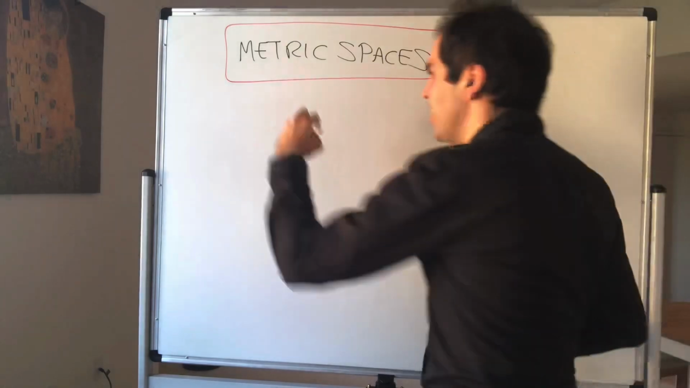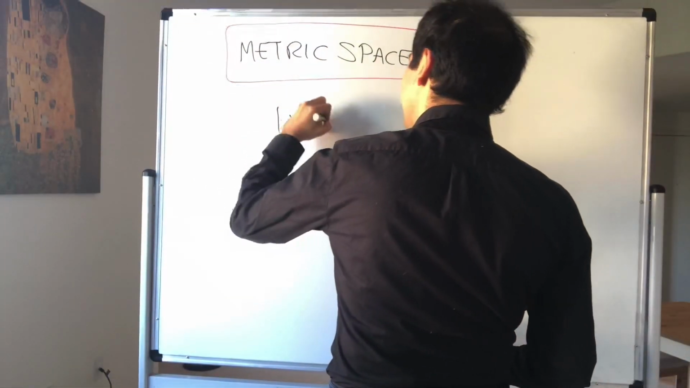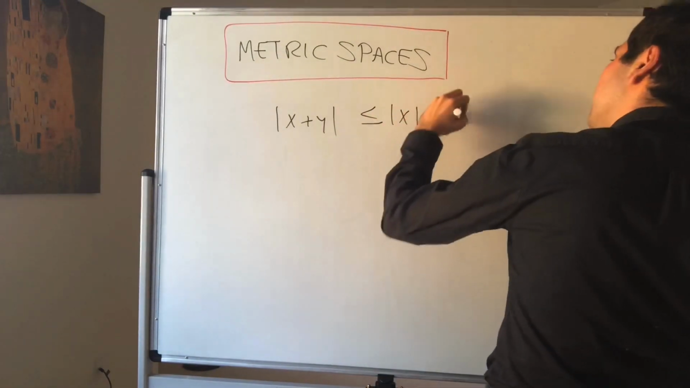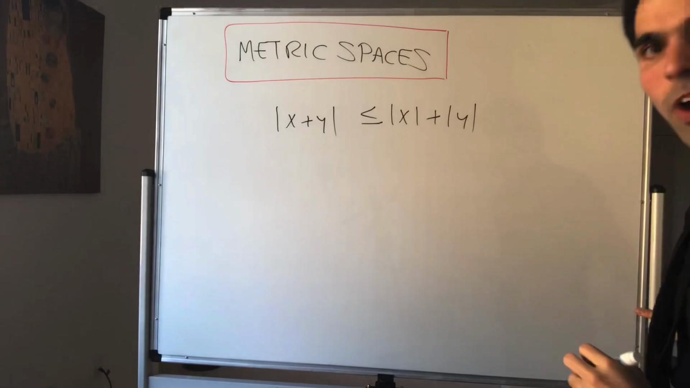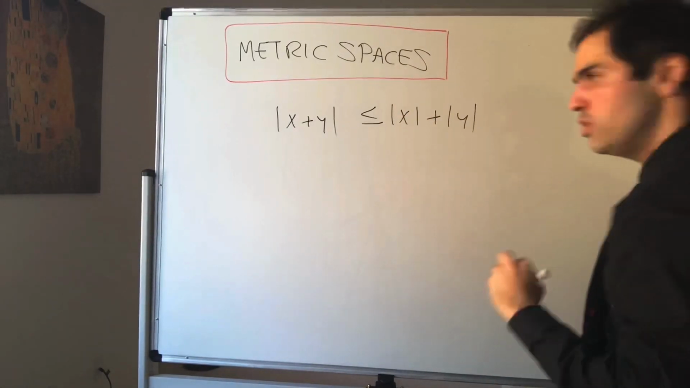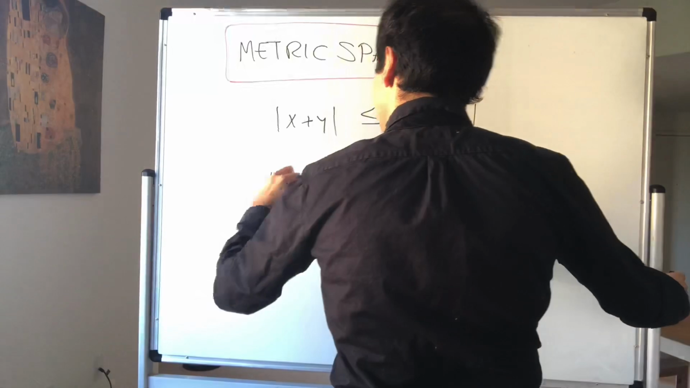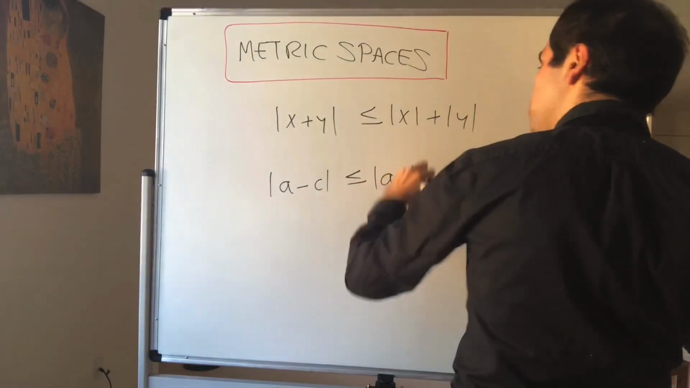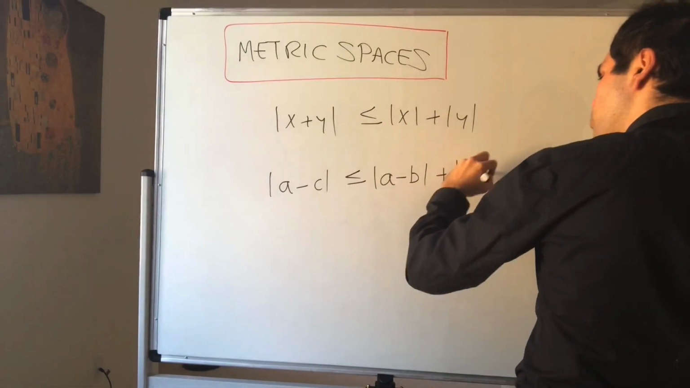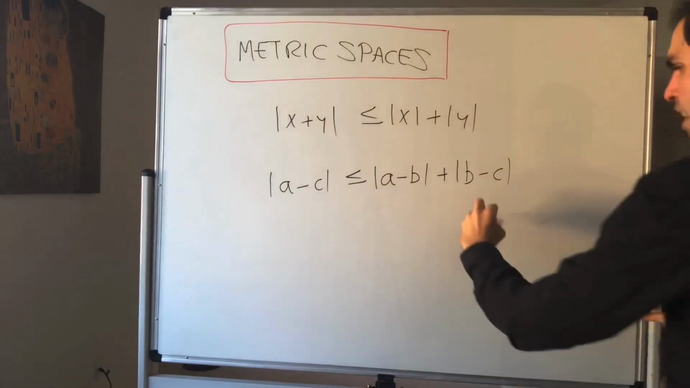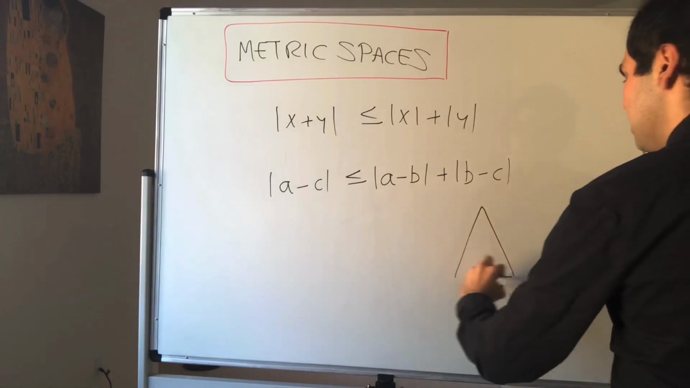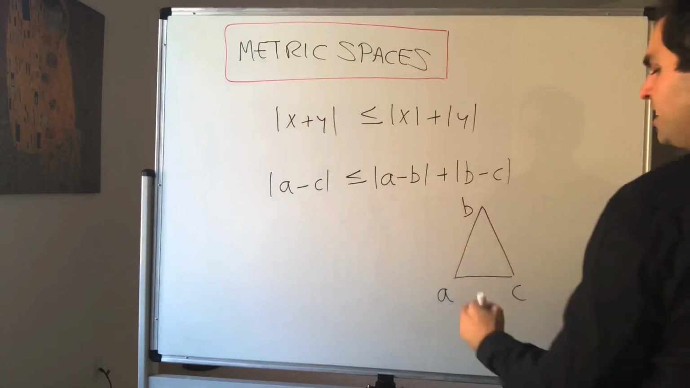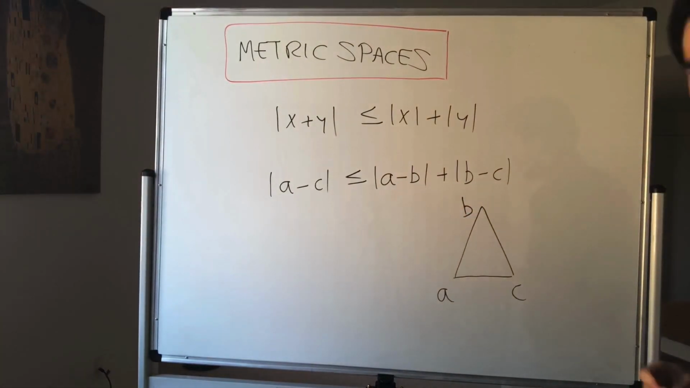Exactly, it's the triangle inequality, which simply says that the absolute value of x plus y is less than or equal to the absolute value of x plus the absolute value of y. And from that we deduce a nice corollary which simply says that the distance between a and c is less than or equal to the distance between a and b and the distance between b and c. And we interpreted this as saying that the length of the leg of one triangle is less than or equal to the sum of the other two legs.